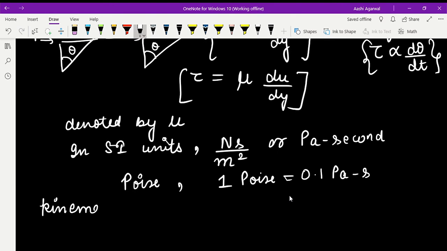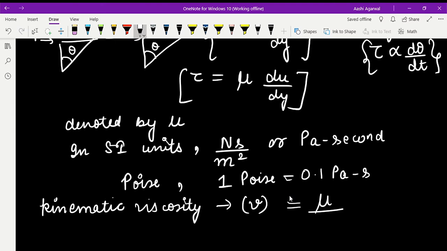So kinematic viscosity is denoted by nu. Please note, this is the symbol of kinematic viscosity. It is expressed as dynamic viscosity divided by the density of the fluid.